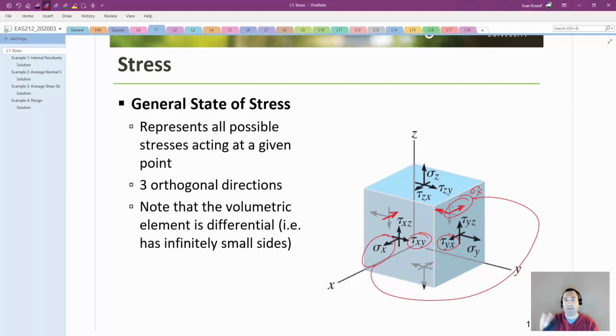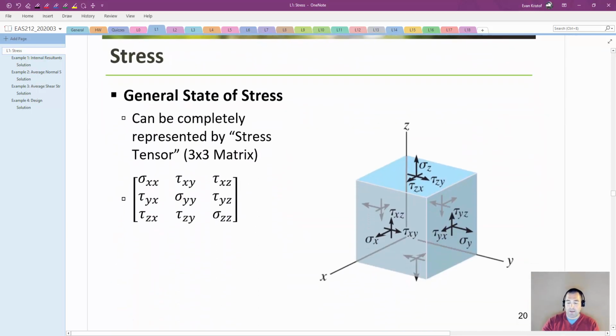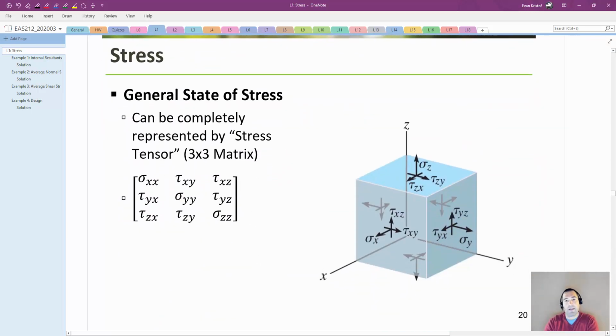And so we do that in the x and the y and the z direction. So we end up getting 3 discrete or independent normal stresses and 3 independent shear stresses. And so we can actually represent the state of stress of a differential 3-dimensional element with this matrix. It's called a tensor, and tensor calculus is something that's used in advanced mechanics of materials for future classes that you might end up taking.